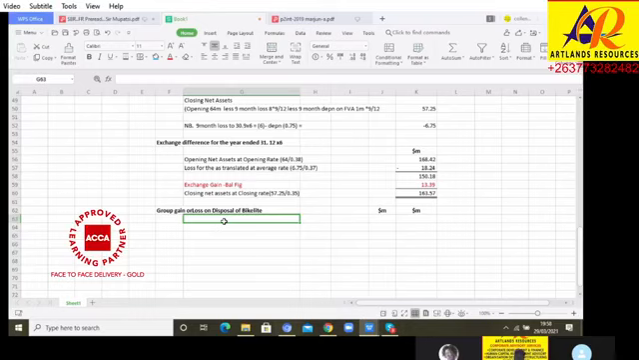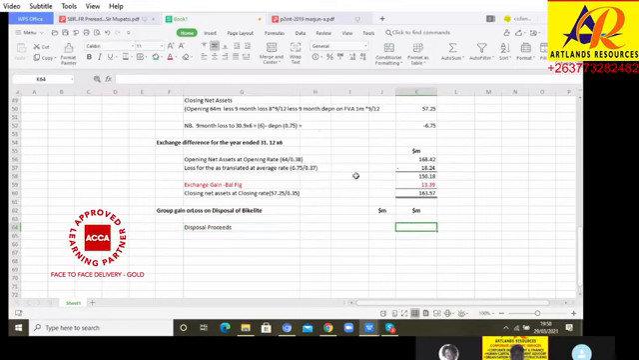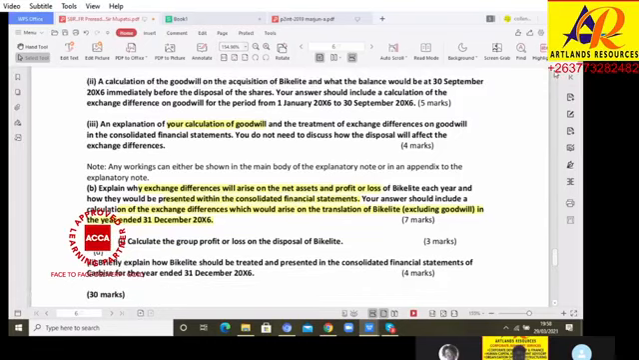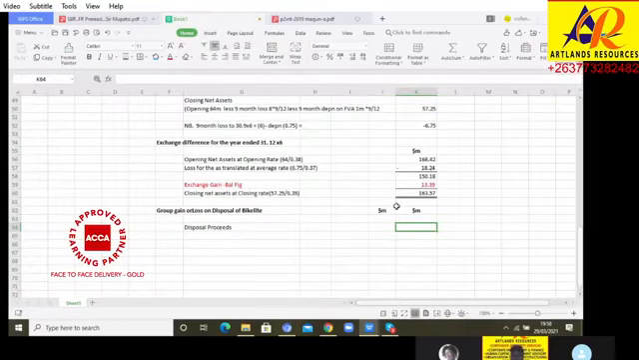Otherwise, these things will not make sense. So you say consideration received or sales or disposal proceeds. I always want consideration received, but it makes sense also to just say disposal proceeds. Now, how much did we receive? The disposal proceeds were 150 million dinars. So it disposed its entire investment for 150 million dinars.